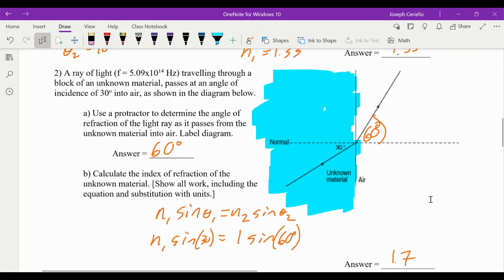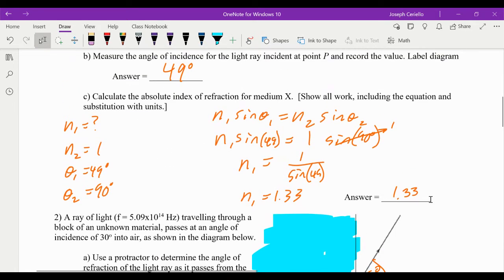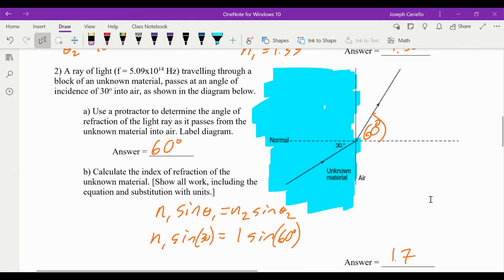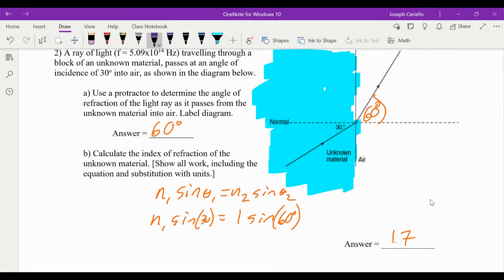So for the next one here, very similar, but now the question's actually turned like 90 degrees. Now material 1 is on the left, material 2 is on the right. Instead of going from the bottom to the top, we're going from left to right. So in this case, theta 1 is going to be 30 degrees. I'm going to jot down my givens just so we have them here. So theta 1 is 30 degrees, and n1 is our unknown.